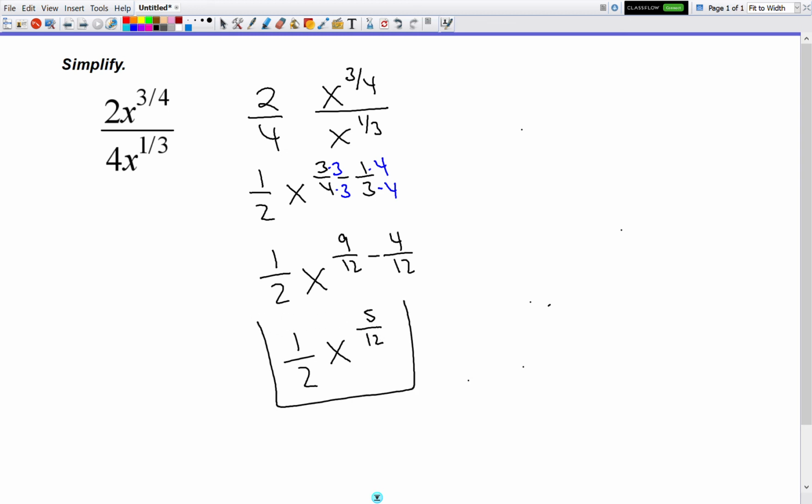And you may submit your answer just like this, or if you want to put it as one single fraction, you can just put the x to the 5/12 on the top and the 2 on the bottom. Okay, both answers are perfectly fine.